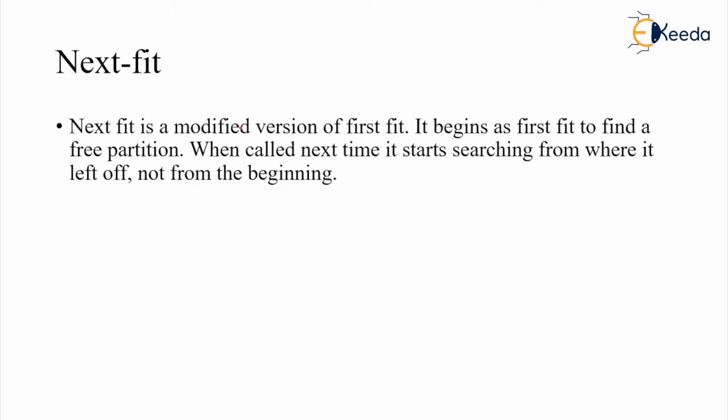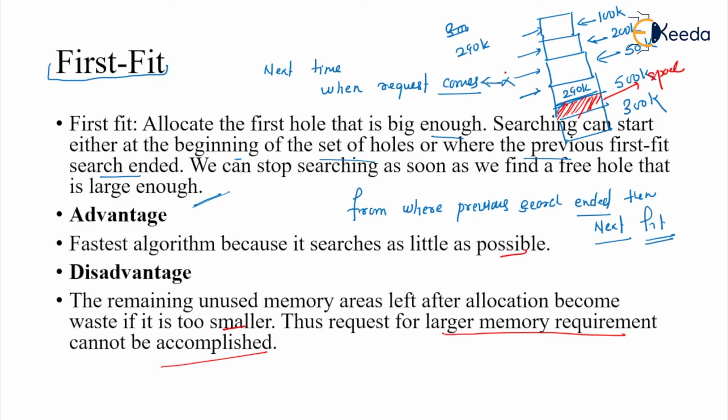The next bit is a modified version of the first bit. It begins as the first bit to find out the free position. When it's called the next time, it searches from where it left off, not from the beginning. So the next time if I give you a process, it will not begin from the previous one. The next time it will start beginning from this place, that it will consider 300k. So that's next bit.